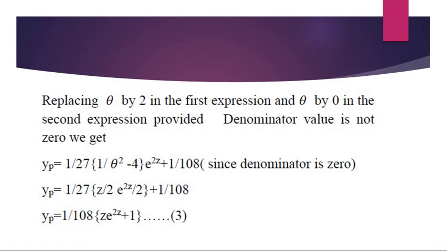Therefore we have yp is equal to 1 by 27 into 1 by (theta squared minus 4) into e power 2z plus 1 by 108. Here when we replace theta by 2 in the first expression, we get the denominator as 0. Therefore using the standard formula, the expression is written as z by 2 into e power 2z by 2 plus 1 by 108. That is, we have yp is equal to 1 by 108 into (z e power 2z plus 1). So this is equation 3.